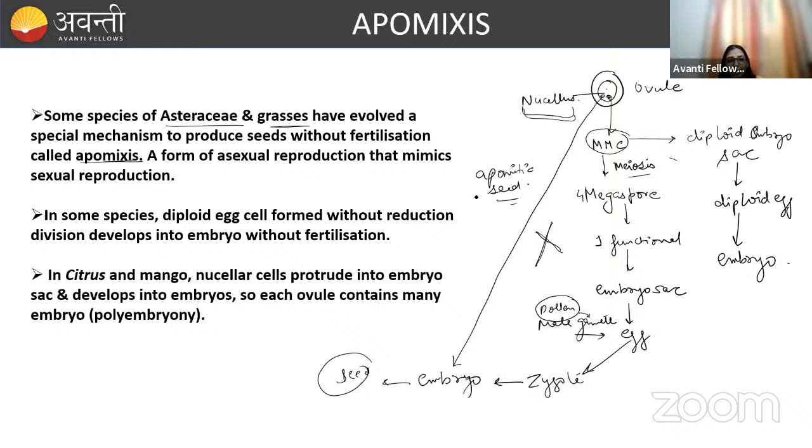And remember, in case of citrus and mango, the nucellus cell is directly forming the embryo. Okay? And if more than one nucellus cell is forming the embryo, then it results in a condition which is known as polyembryony, which you can observe in case of citrus and mango.